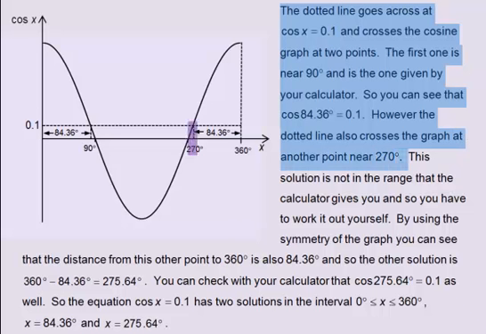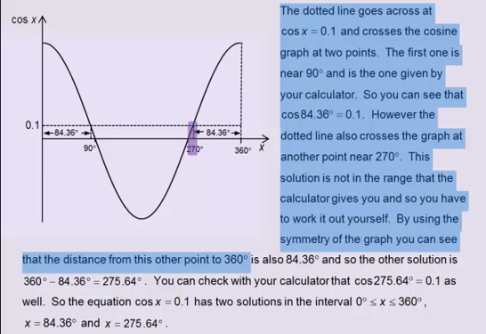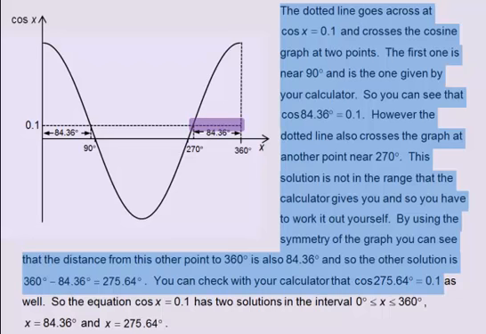This solution is not in the range that the calculator gives you, and so you have to work it out for yourself. By using the symmetry of the graph, you can see that the distance from this other point to 360 degrees is also 84.36 degrees. And so the other solution is 360 minus 84.36 degrees, which equals 275.64 degrees. You can check with your calculator that cosine of 275.64 degrees equals 0.1 as well.